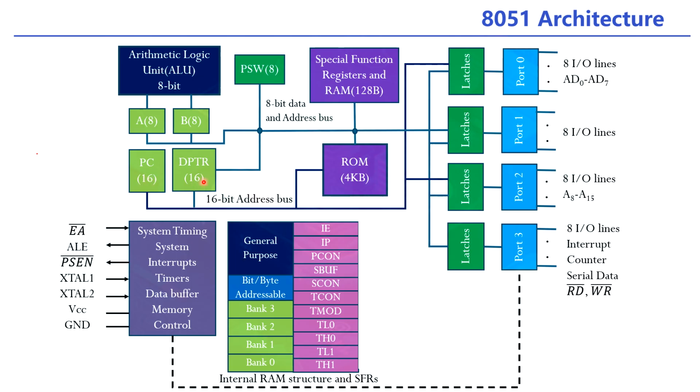The next register is DPTR. DPTR stands for data pointer. It is also a 16-bit register. Why? Because it is also pointing to the data memory. As I mentioned earlier, the 8051 microcontroller supports Harvard architecture.